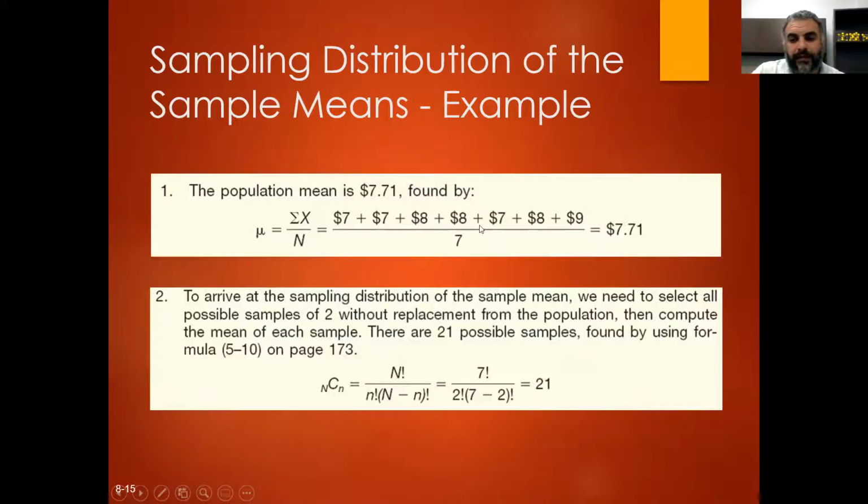So this is the mean population. We sum up the wages for each individual and divide it by the number of individuals. And you can see here, the average is 7.71. Then let's look at how many possible samples we can have.